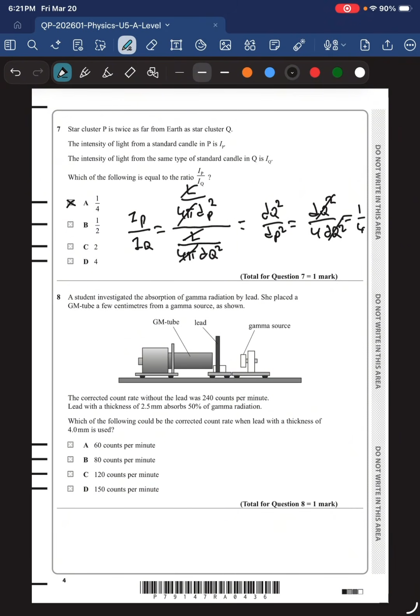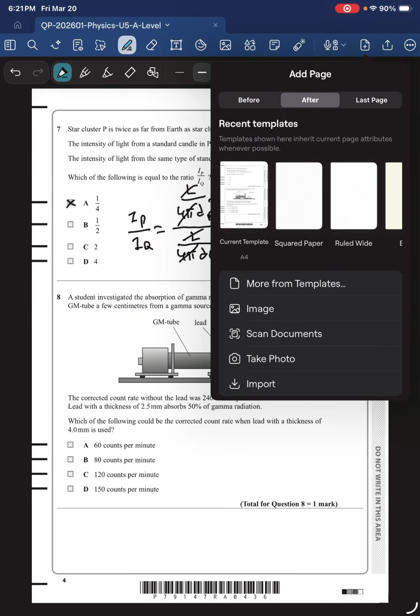Okay. 8. A student investigated the absorption of gamma radiation by lead. She placed a Geiger-Müller tube a few centimeters from a gamma source as shown. The corrected count rate without the lead was 240 counts per minute. Lead with a thickness of 2.5 millimeters absorbs 50% of gamma radiation. Which of the following could be the corrected count rate when lead with a thickness of 4 millimeters is used? Okay, I'm going to use a clean page for this. I didn't check the mark scheme. Maybe there is an easier way to do it, but this is the way I did it.